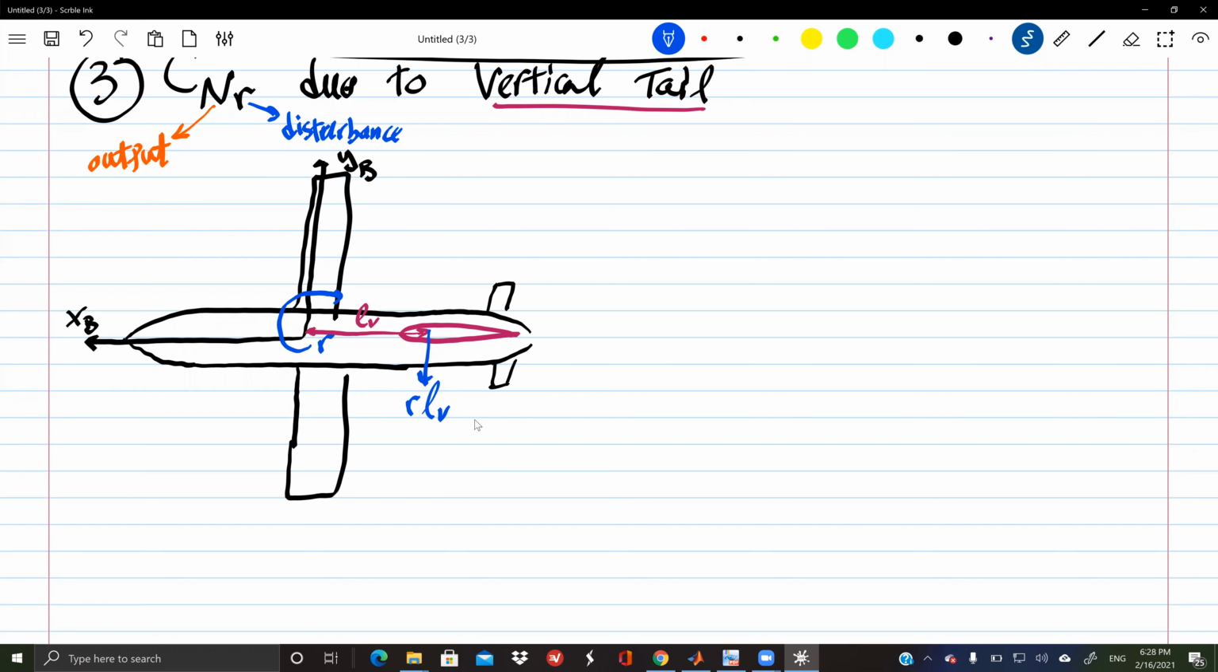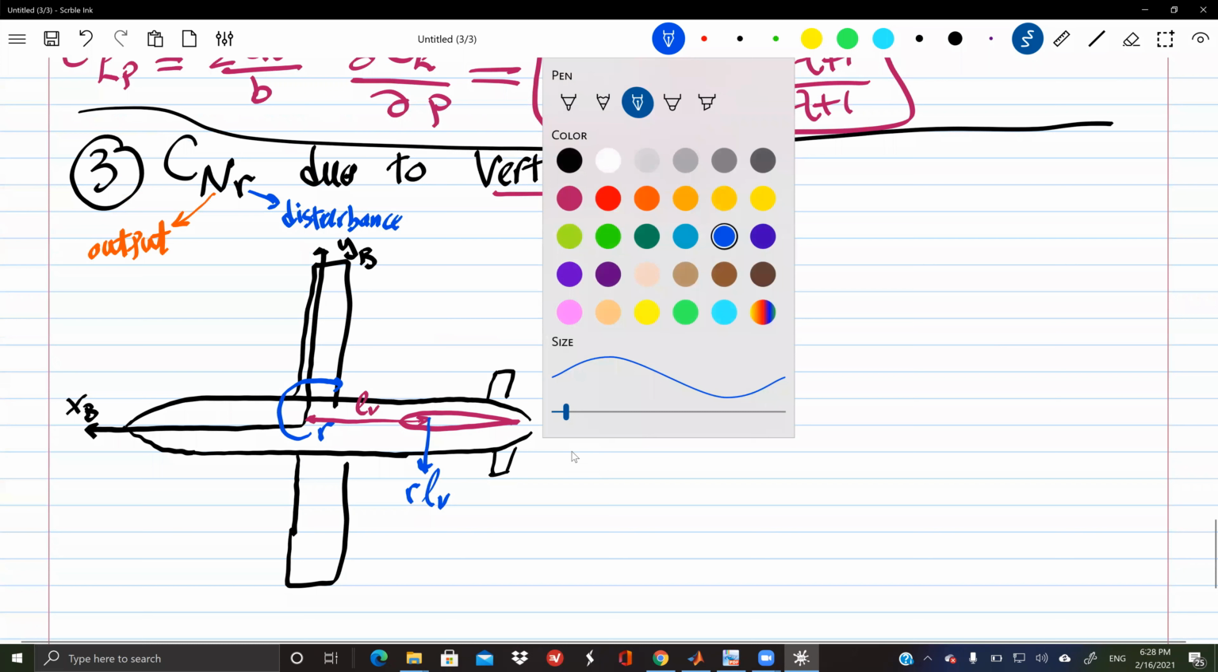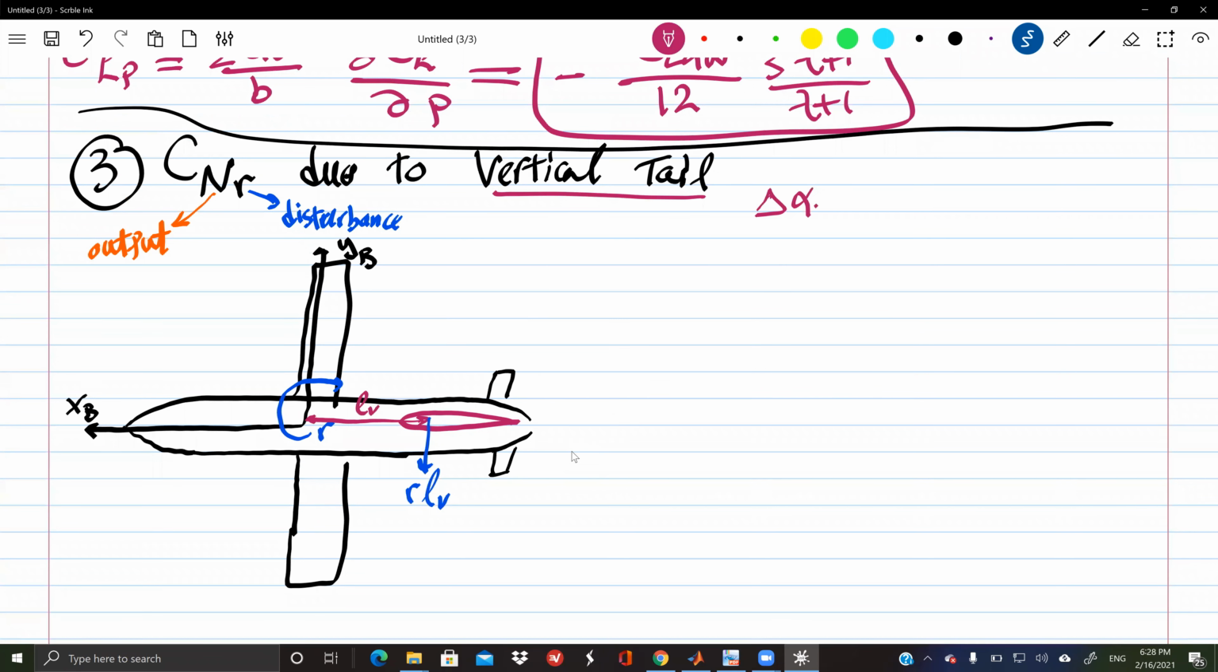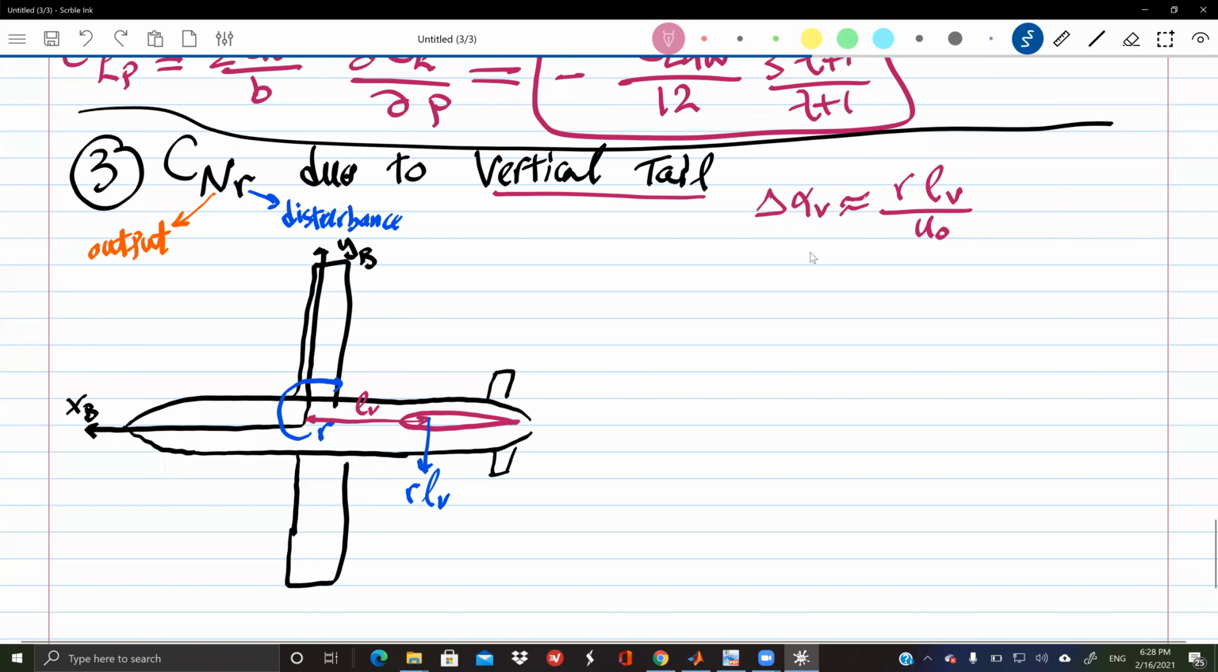And if this is the case, can you tell me firsthand what is the change in the angle of attack on the vertical tail without doing too much work? Can anyone tell me that? You said R LV over U naught. Exactly, over U naught. So it's the disturbance over the initial forward speed. So this is the change in angle of attack on the vertical tail. Does anyone have an issue with this?